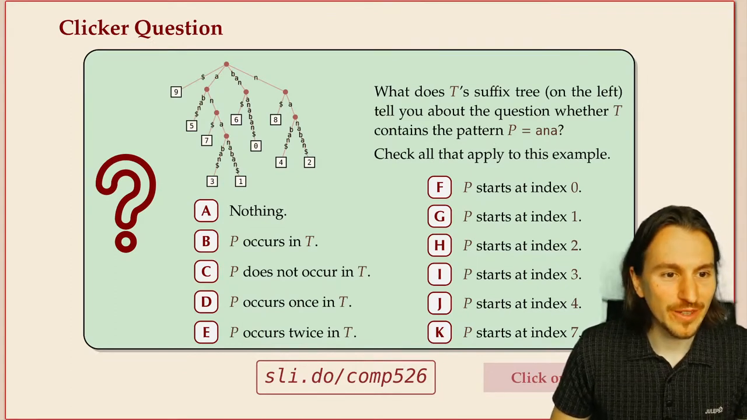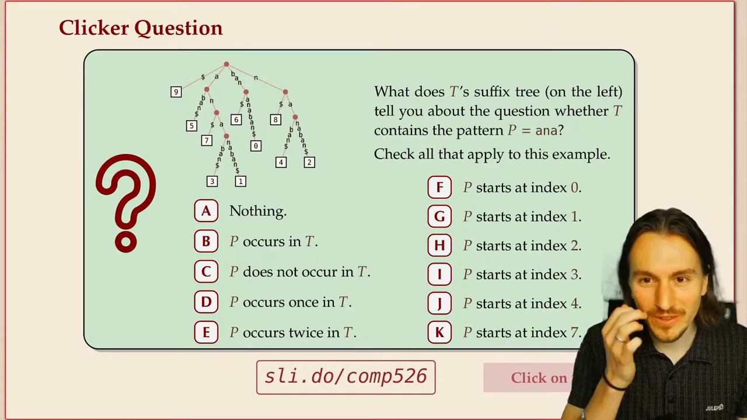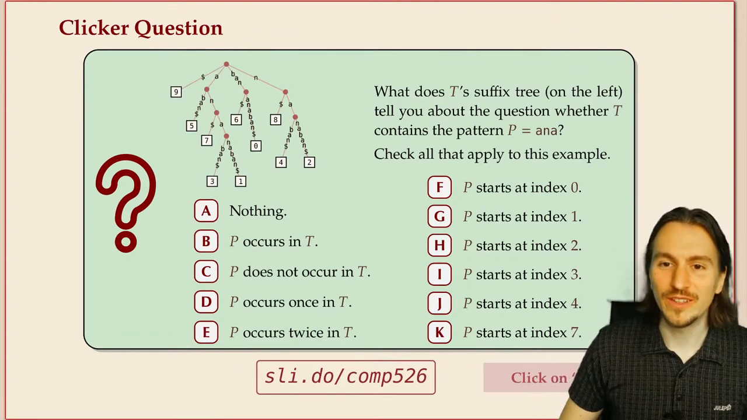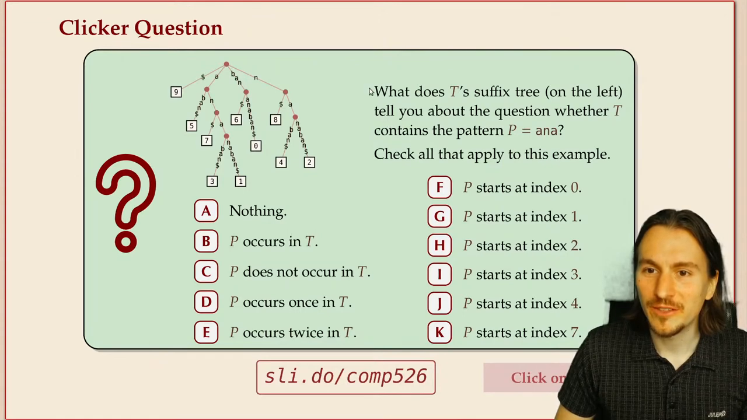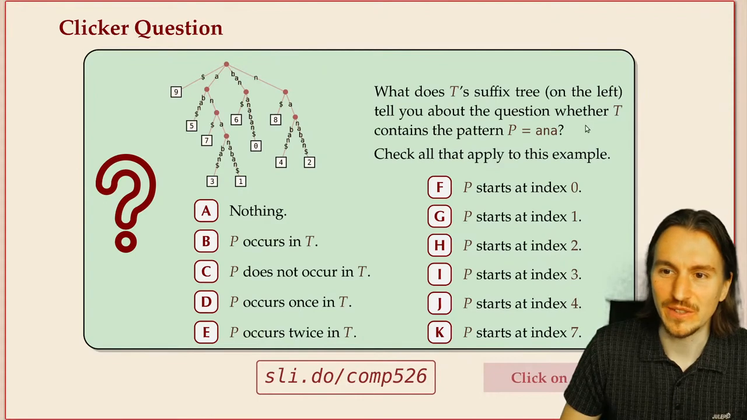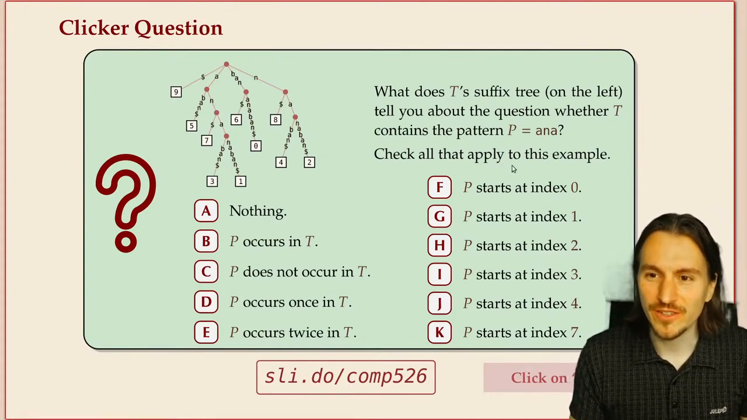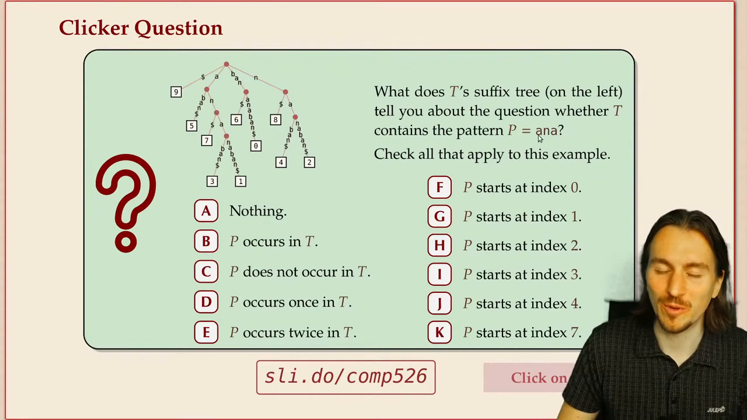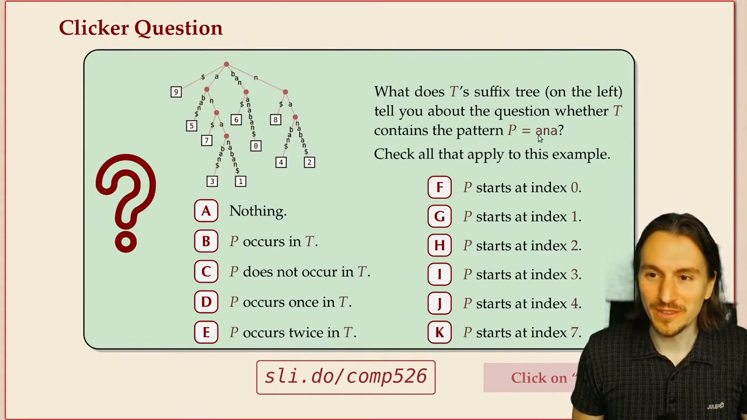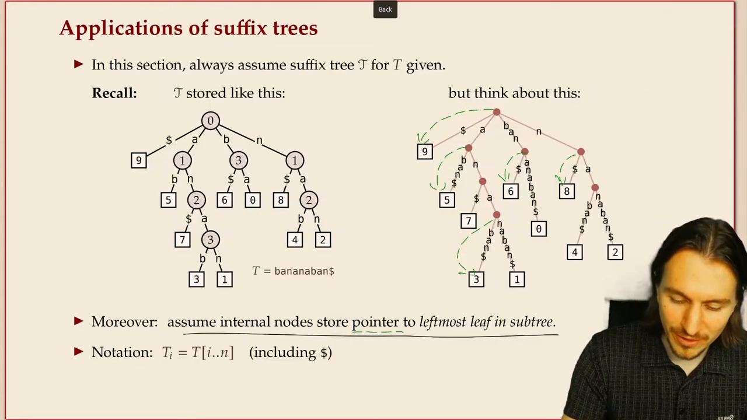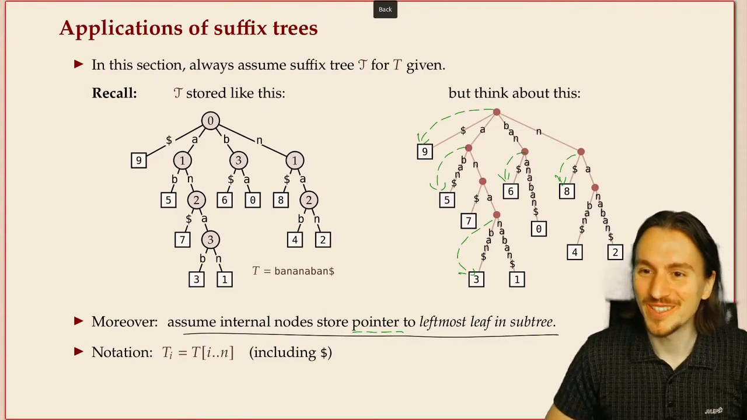Okay, time for you to get active. Before I talk about text indexing in more detail, here's a question for you. You're given a suffix tree here on the left, and the question is, how much does this tell you about whether a pattern occurs in the text here? So take all the answers that are correct for this specific example: the text that gives this suffix tree and this given pattern. I'll give you a minute to work on it, and maybe show the big suffix tree instead. It's the same. Big surprise.